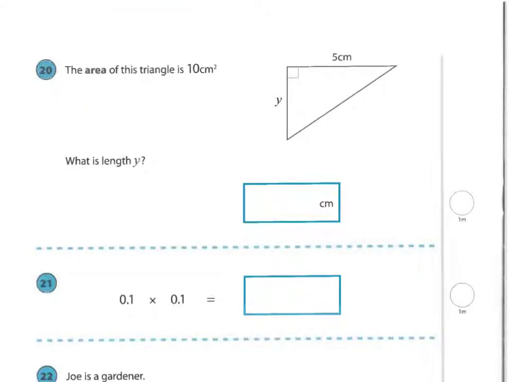Question 20. The area of this triangle is 10 centimetres. What is the length? Now, what I would personally do here is I would turn this into a rectangle.